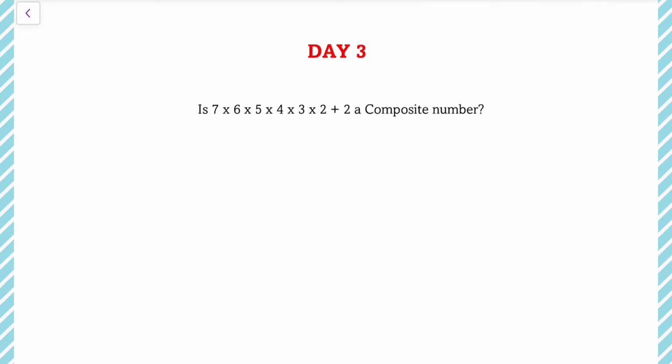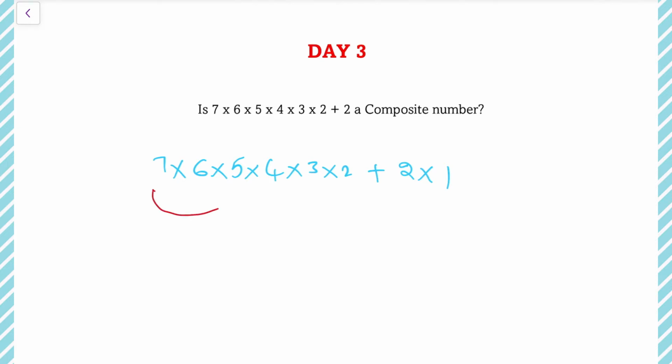Is 7 into 6 into 5 into 4 into 3 into 2 plus 2 a composite number? So first write the given question as 7 into 6 into 5 into 4 into 3 into 2 plus, after the plus symbol only number 2 is there, so not to have any confusion in the next steps, write that 2 as 2 into 1. 2 into 1 anyway is 2 only, so no problem at all.